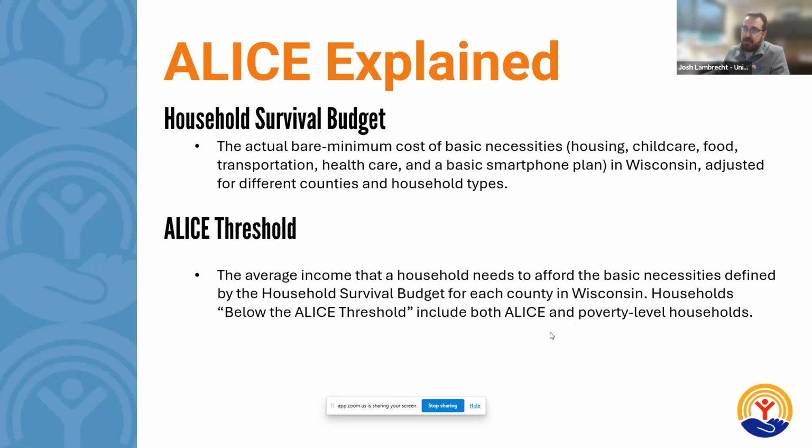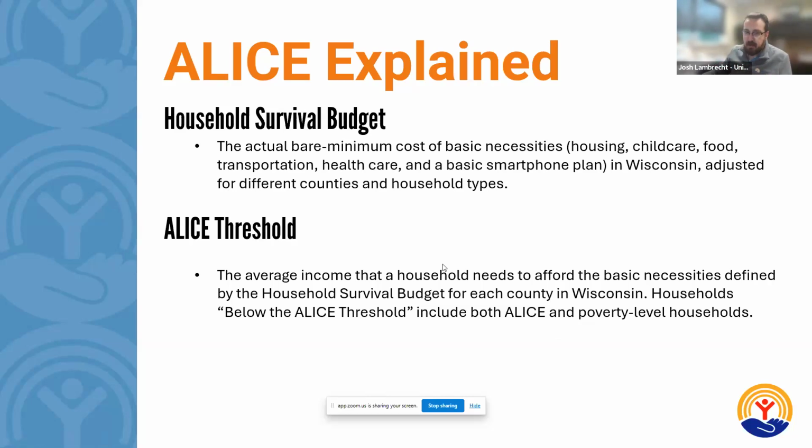Now, the other terminology we're going to use is ALICE threshold, and that's the average income a household needs to afford basic necessities, as defined by the household survival budget. When we talk about below the ALICE threshold, that includes two populations: ALICE folks who are maybe above the poverty line but below what the household survival budget really needs to be, as well as those folks at the poverty level threshold.